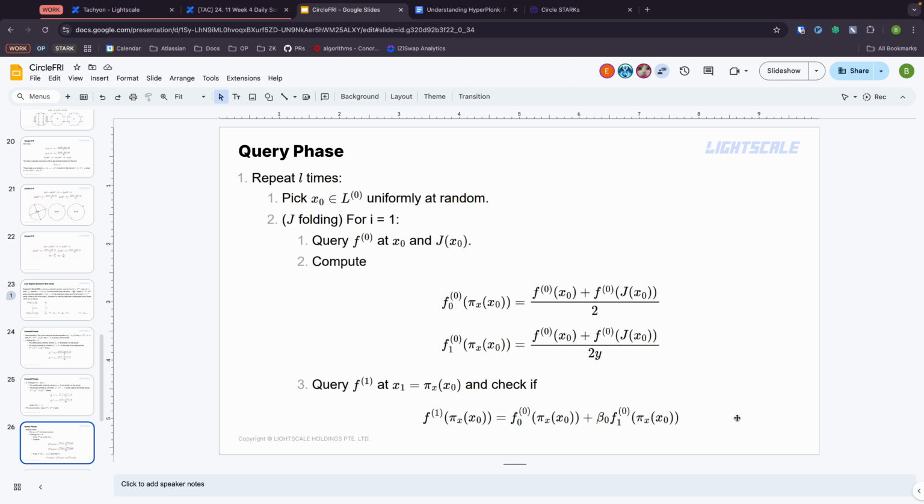Any questions here? So we calculated this one and this one here, so we just combine with the beta. Yeah.